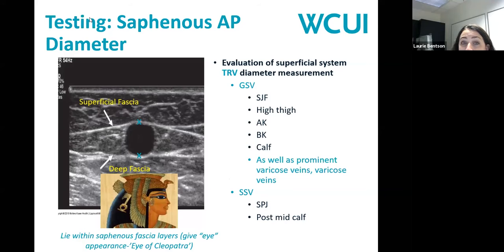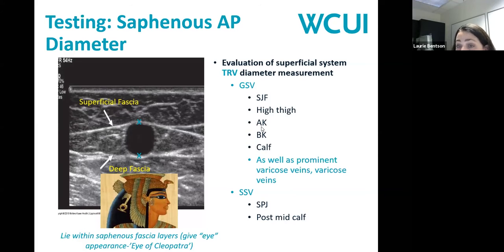The second part of testing is the assessment of the saphenous system. We are measuring the diameter of the vein, and the typical locations would of course be, for the great saphenous, at the saphenous junction (there's a typo there, SFJ, saphenous femoral junction), then of course our high thigh, above knee, below knee, and calf. Maybe the protocol where you're working has a few more locations, or maybe even a few less. But the point really is to scan through the saphenous vein to measure the maximum diameter.